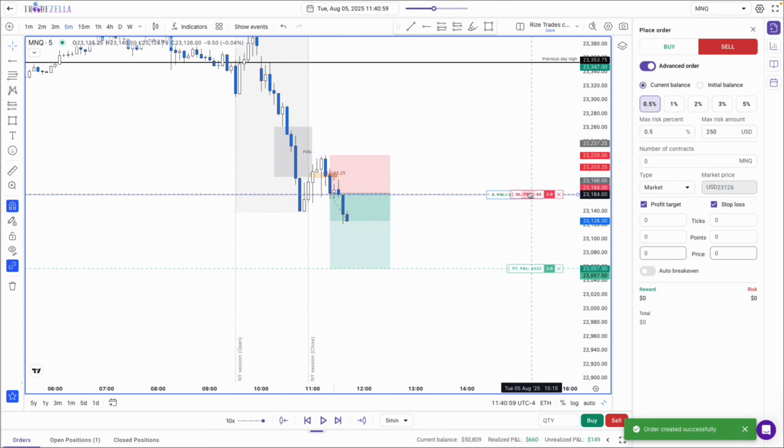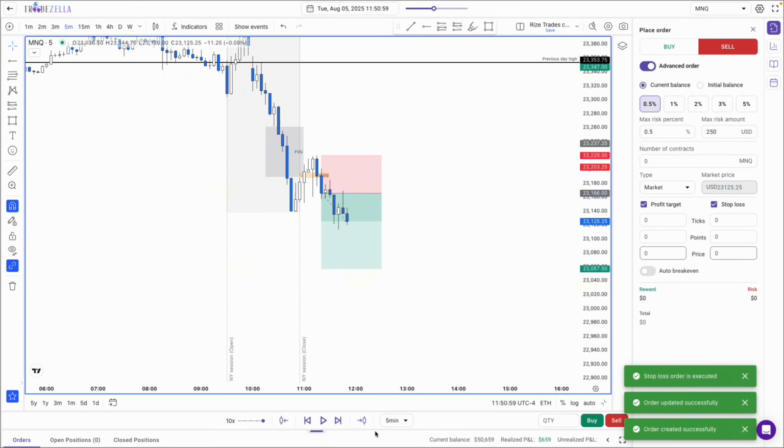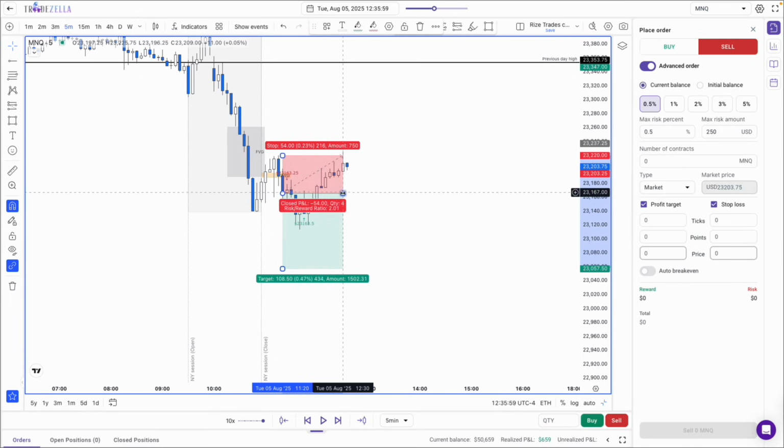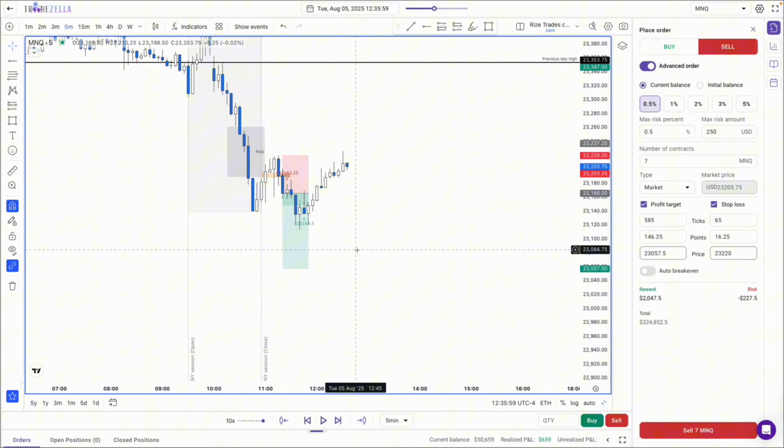Cover risk. Now we've taken liquidity. And we get stopped out, break even on that. And see, break even saves us from a full loss. I'm not into any of this set and forget.